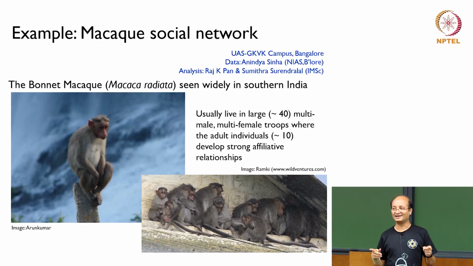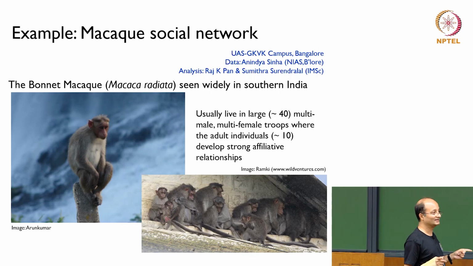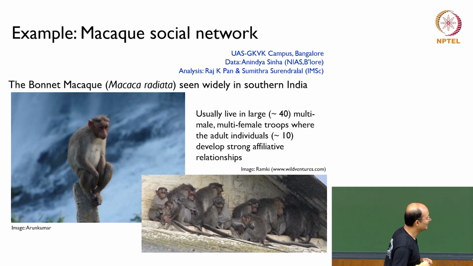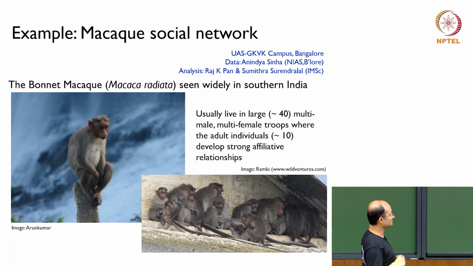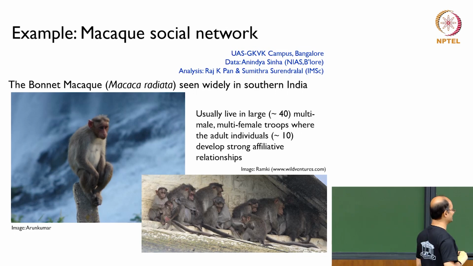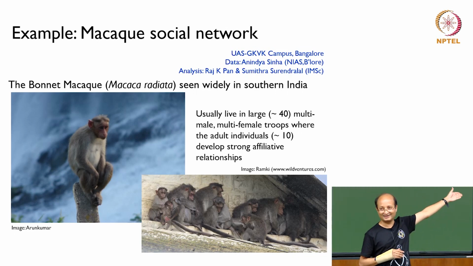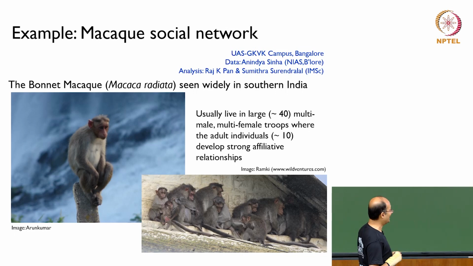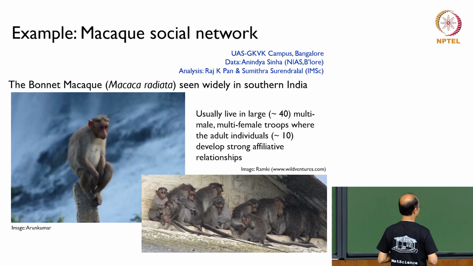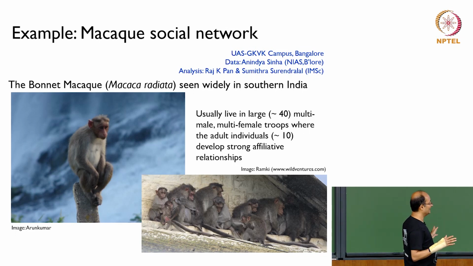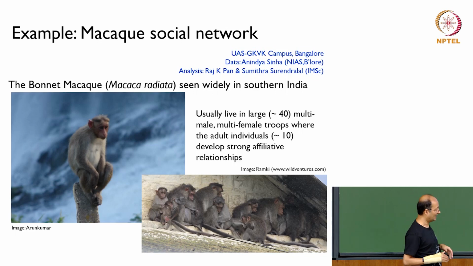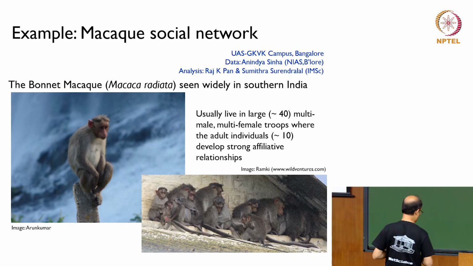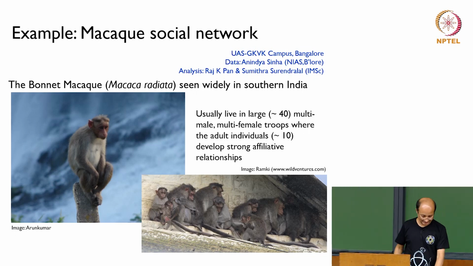I mentioned that I have a collaborator who works on macaques. He works mostly in the Bandipur forest area. Bonnet macaques are, of course, the most common monkey, right? They're seen across all cities. I'm sure they're around in Ahmedabad also. And they live in large groups. Typical size is about 40, and adults are about 10. And they have very, very strong relationships with each other.